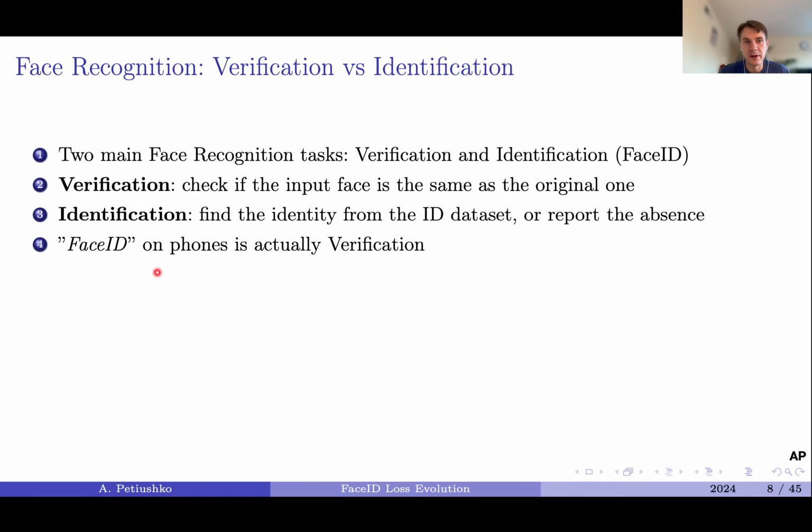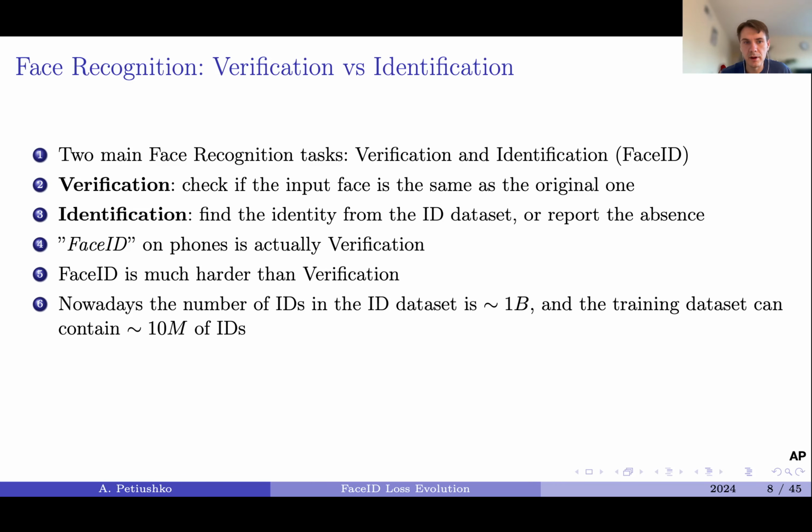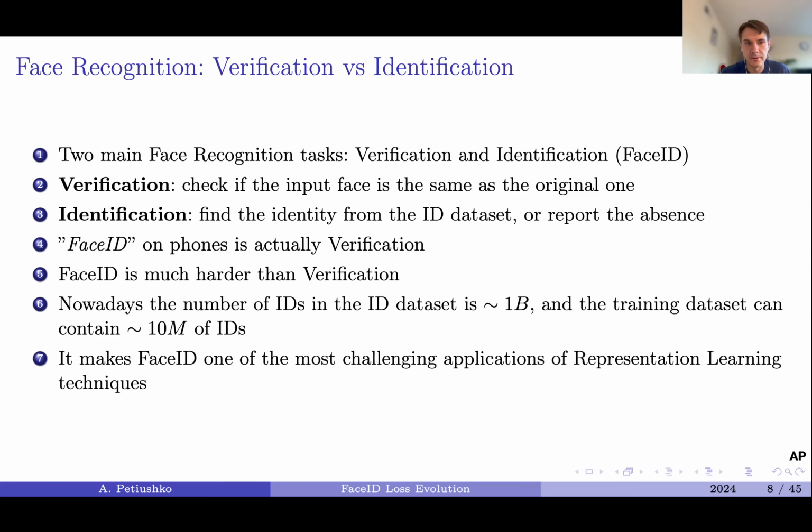What we usually have on our smartphones, called Face ID, is actually verification. Identification is much harder than verification. We do not just compare with one face, we compare with a whole bunch of different templates. The number of IDs in this ID dataset can be on the order of billions, and the training dataset can be on the order of millions, tens of millions, or even more IDs.